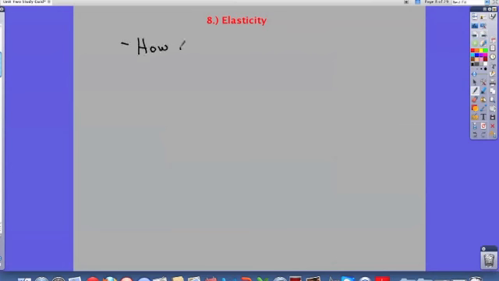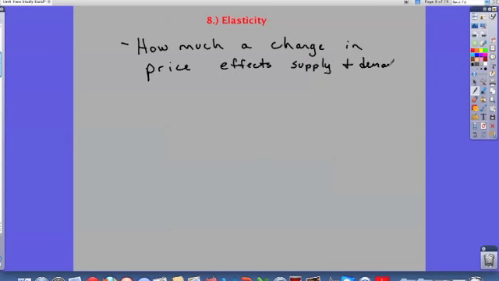Elasticity was the next key term on your sheet. Elasticity was a difficult concept for a lot of you guys, and I understand. But hopefully now that we've been over it a few times, this makes a lot more sense. So first, elasticity in supply and demand is basically how much a change in price affects supply or demand. Now we said every time price changes, supply or demand is going to change as well. But how much it's going to change depends on that product's elasticity.